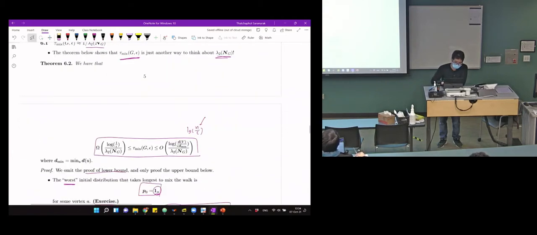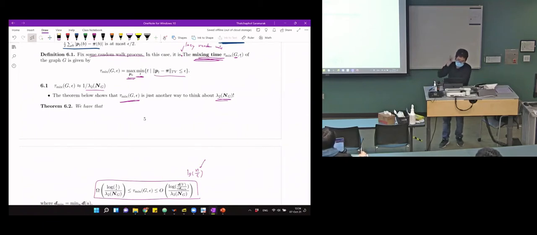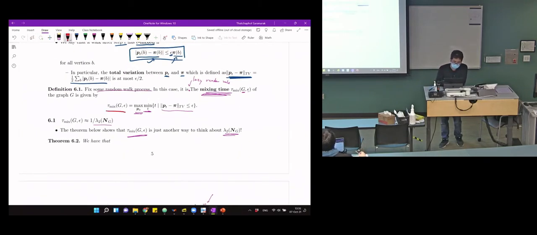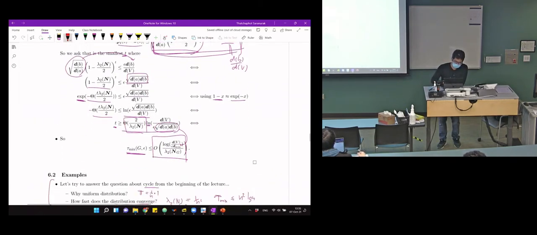And then we have talked about mixing time, which is basically the time that you guarantee that after this many steps of random walk, the distribution p_t really comes close to pi, where the total variation is at most epsilon. And then we have seen that this mixing time is essentially 1 over lambda 2 within log factor.